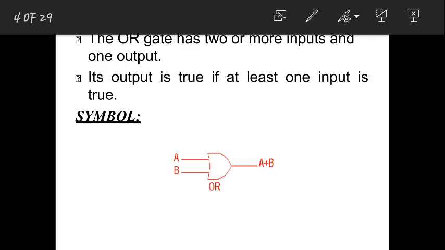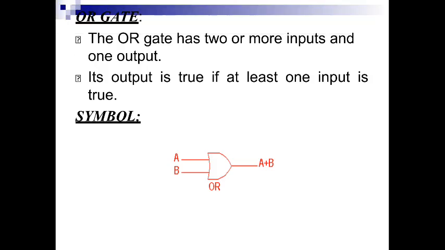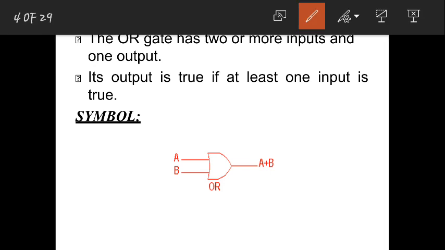First is the OR gate. The OR gate has two or more inputs and 1 output. Its output is true if at least 1 input is true. This is the symbol for the OR gate, and these are the 2 inputs given to it. The inputs can be 2, 3, 4, but the minimum is 2. It can't have 1 input. It always has at least 2 inputs.